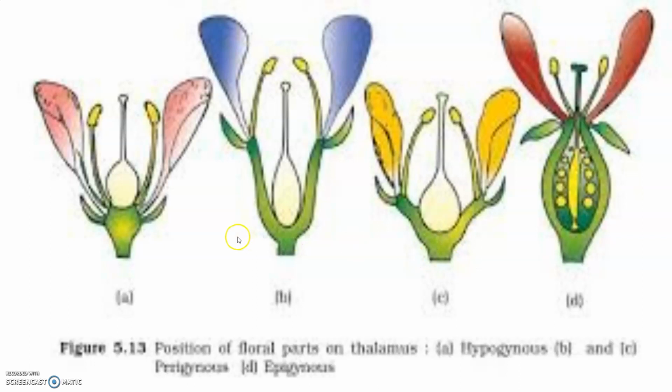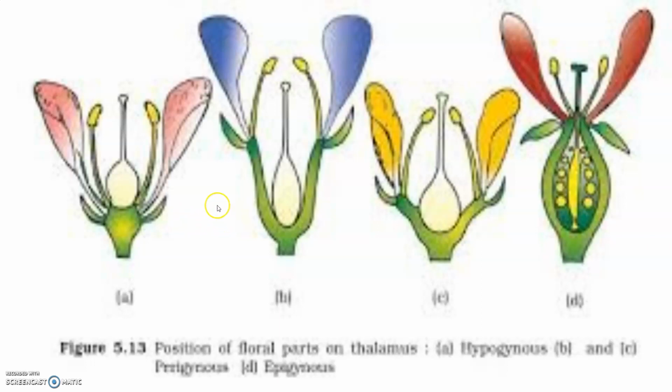Now based on the position of the calyx, corolla, androecium and gynoecium on the thalamus, the flowers are described as hypogynous. You can see here the position of hypogynous, where the gynoecium occupies the highest position while the other parts are situated below it. And the ovary in such flowers is said to be superior, for example mustard, china rose and brinjal.